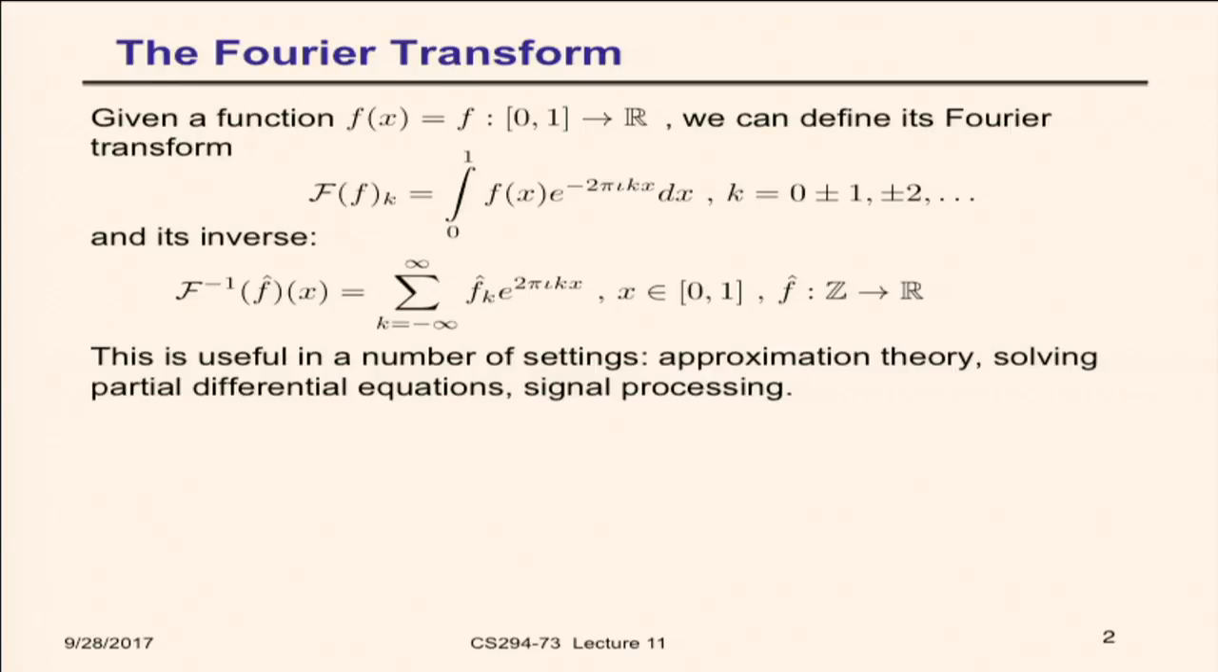Continuous Fourier transforms. Given a function from 0, 1 to the reals, we can define its Fourier transform using this integral, and it's defined for k equals 0, plus minus 1, plus minus 2. It's a set of discrete wave numbers. And you can define the inverse, which is to take the amplitudes, the f hat k's, and reconstruct the function again.